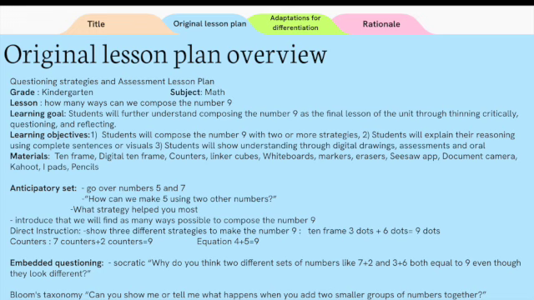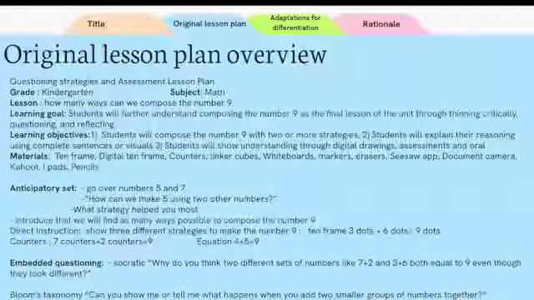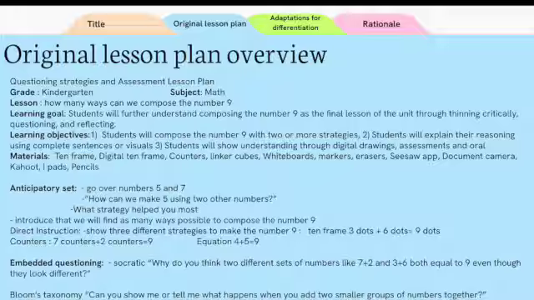Our learning objectives are students will compose the number 9 with 2 or more strategies. Students will explain their reasoning using complete sentences or visuals. Students will show understanding through digital drawings, assessments, and oral responses. And then for our materials, we are going to have our 10 frames, a digital 10 frame as well, counters, linker cubes, whiteboards, markers, erasers, the Seesaw app, document camera, Kahoot, iPads, and pencils.